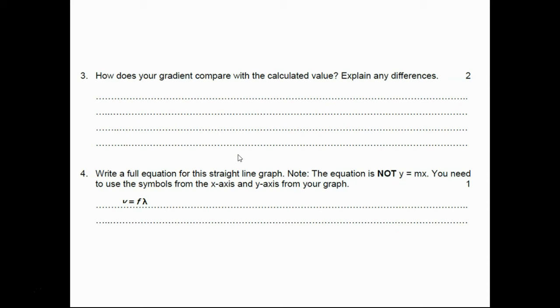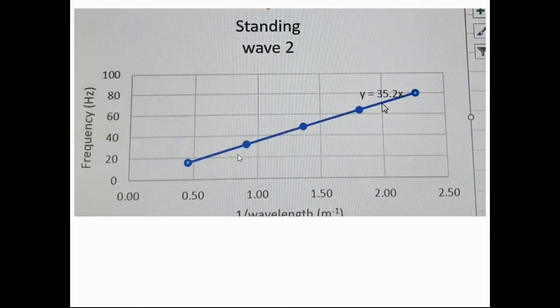One thing to keep in mind is the point at which the frequency generator goes up and down is not exactly a node, because it is moving. I would suggest that the wavelengths might be slightly longer. Looking at number 4, write a full equation. Well, we've got that written there, as you can see. So this is the equation that we've come up with. Y, of course, is the frequency, and x is 1 over the wavelength.